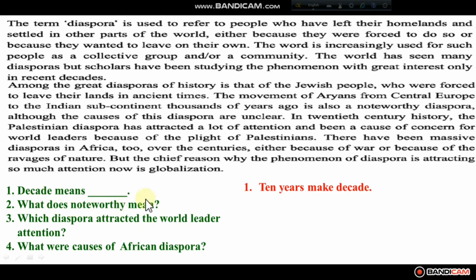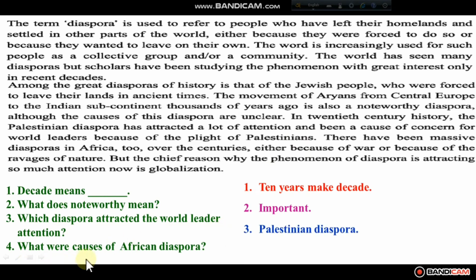What does noteworthy mean? Here, the movement of the Aryans from Central Europe thousands of years ago is noteworthy. Thousands of years ago is also a noteworthy diaspora. So noteworthy means important. Okay, which diaspora attracted the world leaders' attention? Here, in the 20th century's history, the Palestinian diaspora had attracted a lot of attention and been a cause of concern for the world leaders because of the plight of the Palestinians. Plight means the situation of the Palestinians. So the answer will be the Palestinian diaspora.